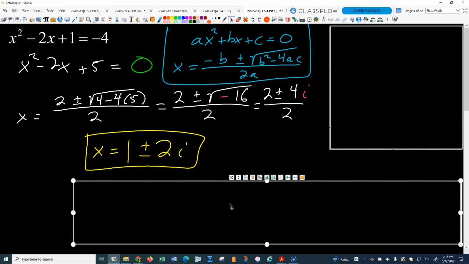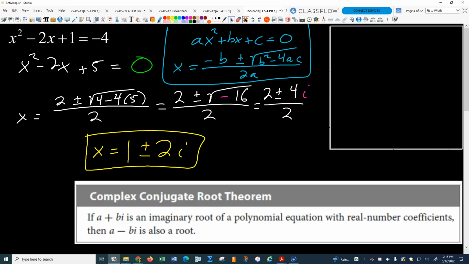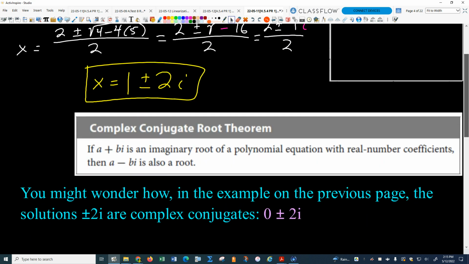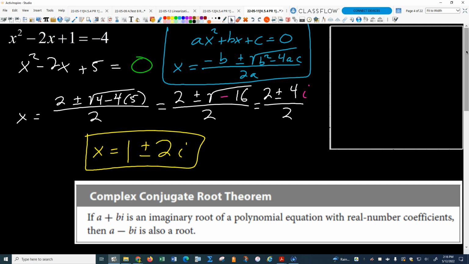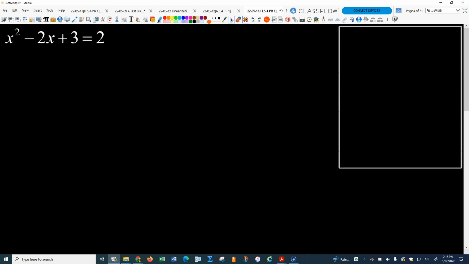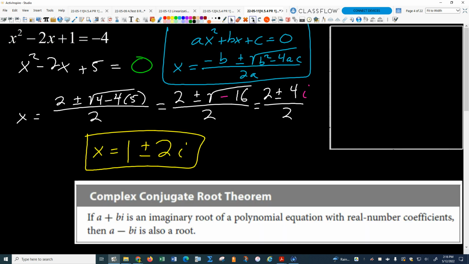So that's a really important relationship that we have. Complex conjugate root theorem. It just says that if a plus bi is a 0, then a minus bi is a 0. For sure, they always go together. Complex solutions with imaginary parts always come in conjugate pairs. Always. You can never get a singleton. They always come in pairs. So if I graph this one, I'm going to get a similar graph. I get no real zeros, so I get no x-intercepts.